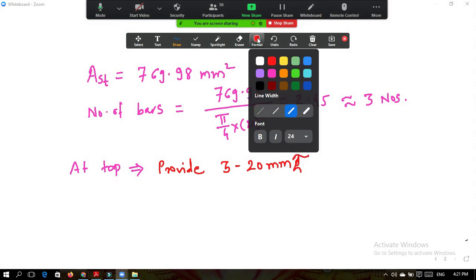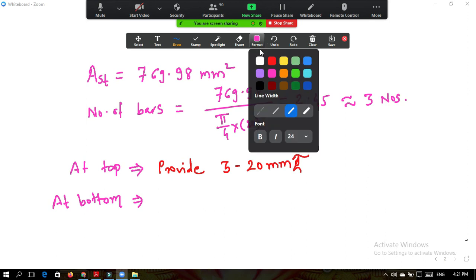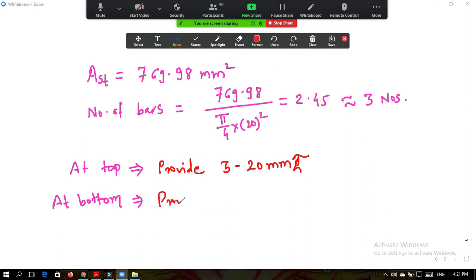And at bottom, provide again 3 bars of 20 diameter. So this is the reinforcement we got. Now this moment is calculated at the support next to the end support. So we will calculate the percentage of steel for both the moments.